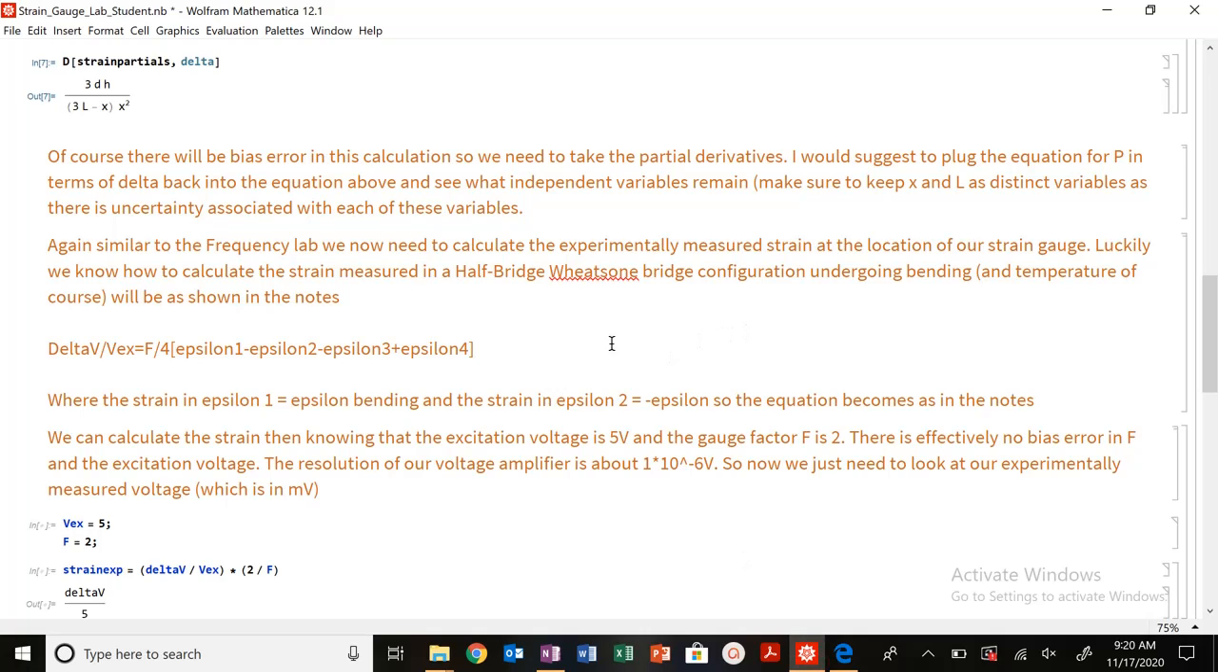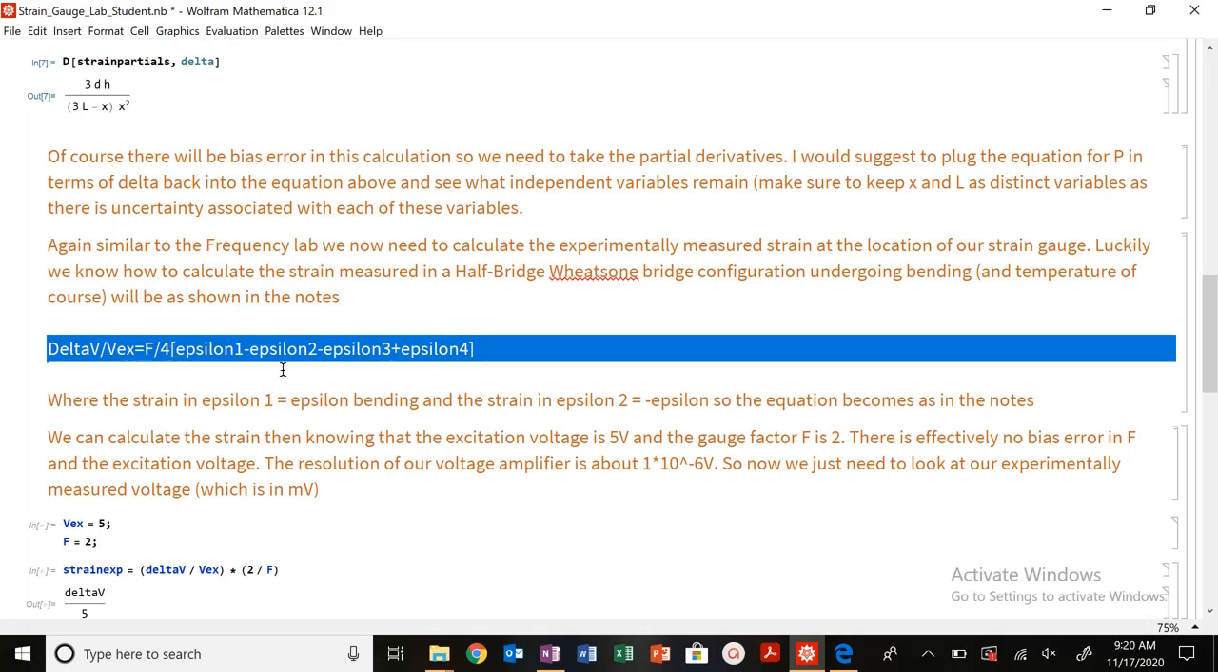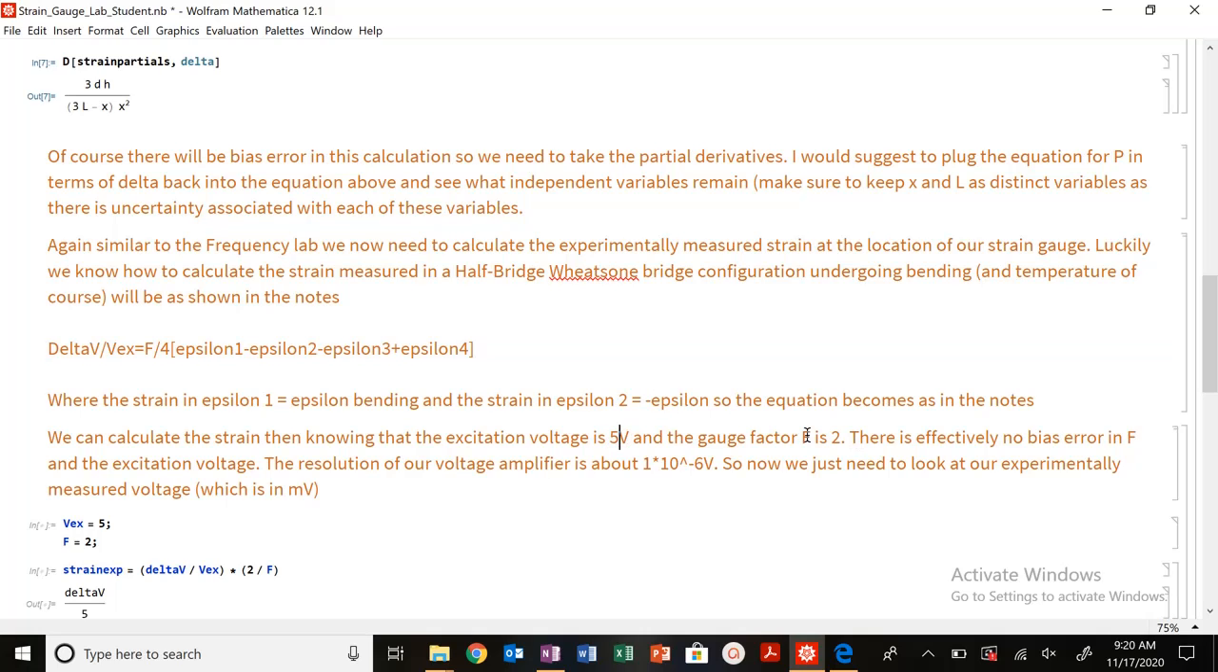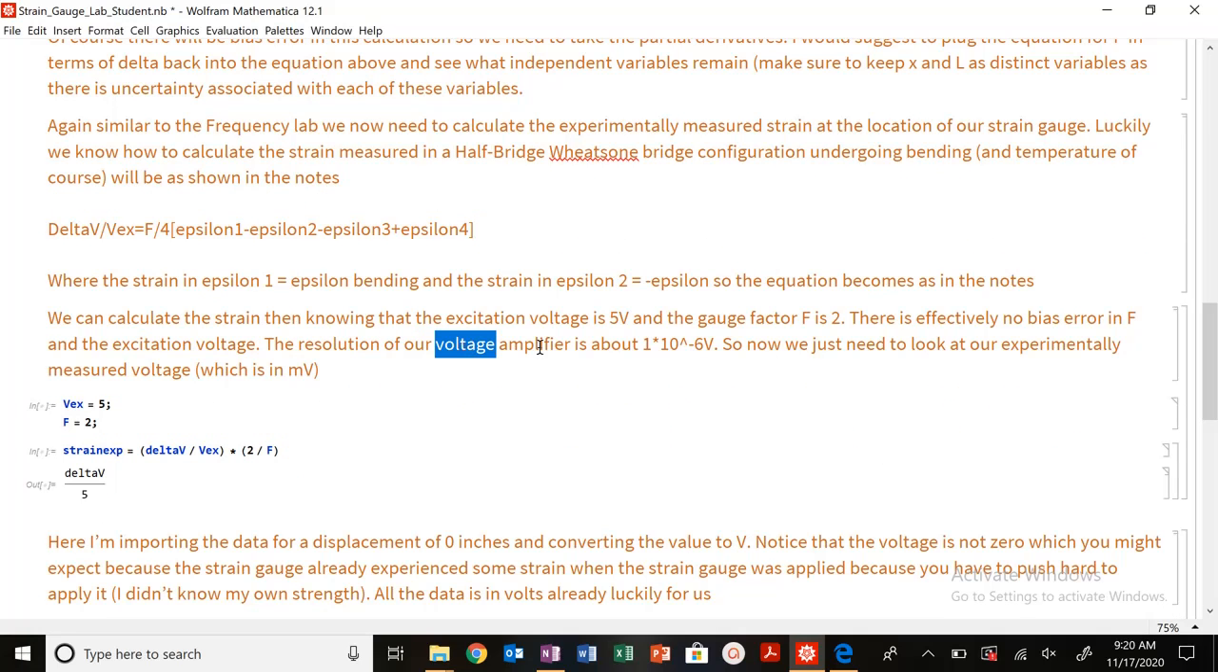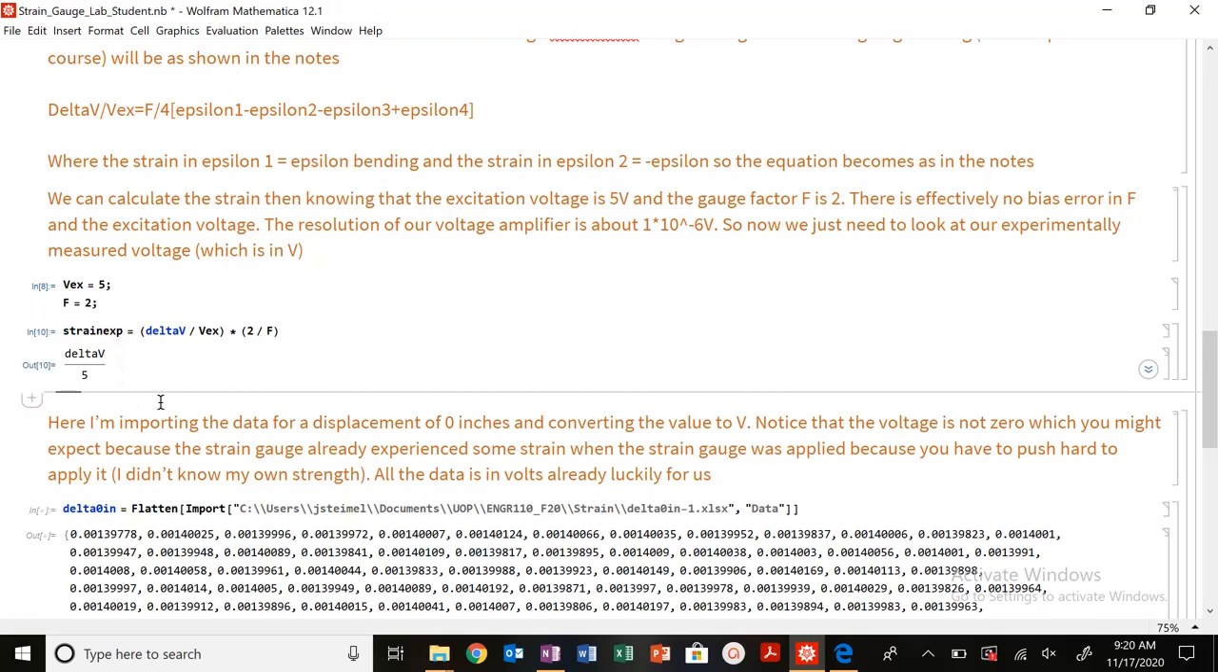For the experimental values, we are going to use this expression like we just did in the last video. Epsilon 1 equals epsilon 2, bending. We know the excitation voltage VI is 5, the gauge factor is 2. So there's not going to be any bias error in F and no bias error in the excitation voltage. However, the resolution in our voltage amplifier, which is going to determine this delta V, is going to be, like I said, microvolts. So we need to look at our experimental measured voltage, which is measured in volts. So this starts with the excitation. This is how we're going to calculate the strain experimental.